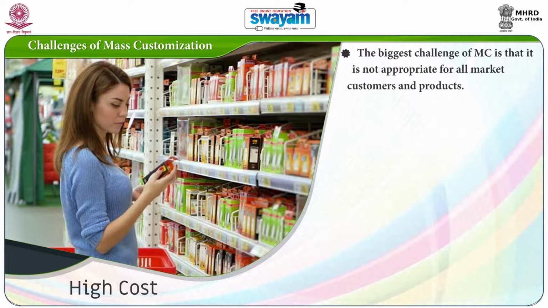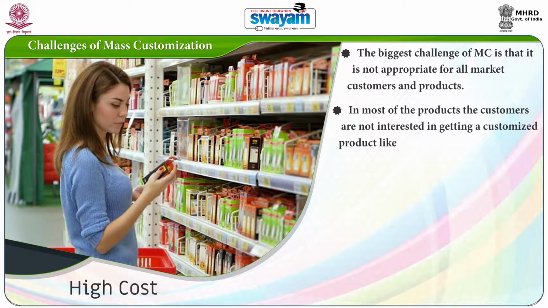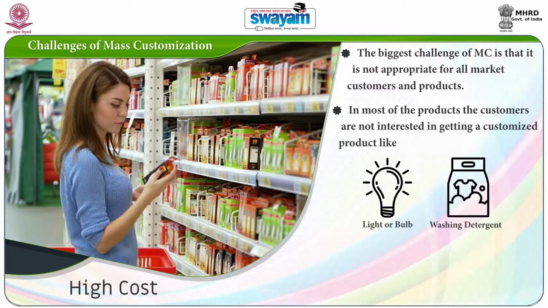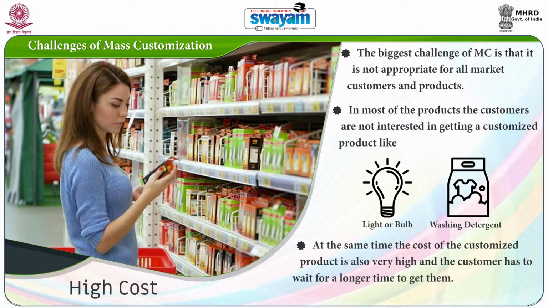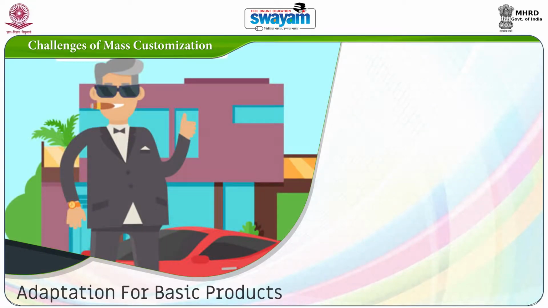The biggest challenge of mass customization is that it is not appropriate for all market customers and products. In most of the products, the customers are not interested in getting a customized product like light bulb or washing detergent, etc. At the same time, the cost of the customized product is also very high and the customer has to wait for a longer time to get them. The second challenge is adaptation for the basic product.